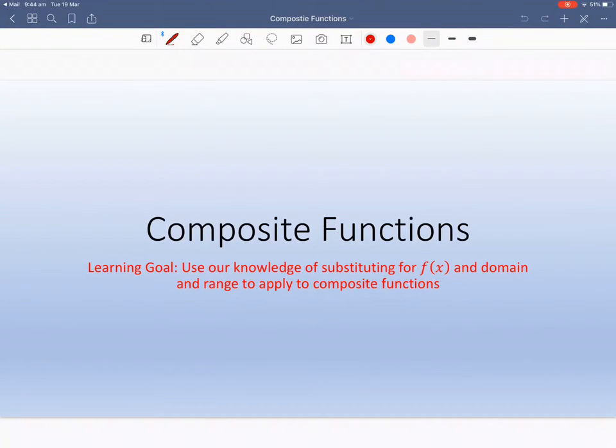We're doing a lesson on composite functions, all right? It almost brings in heaps of things that we've done already in this course. We're going to be substituting in for f of x, which we should be able to do, and domain and range. So pretty much we're just combining them, and that's what happens in this course. It starts combining a lot of little things. So let's get straight into it.